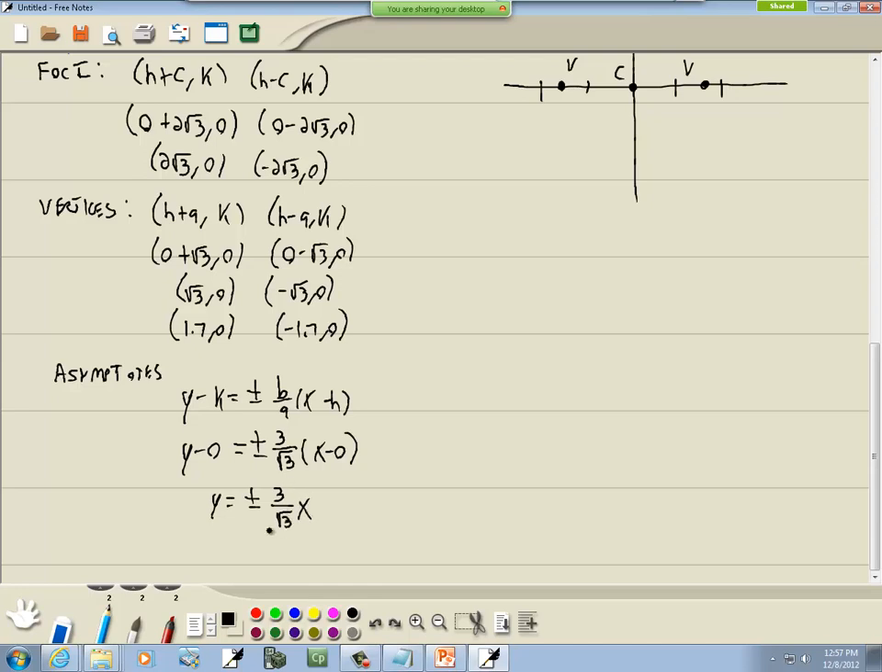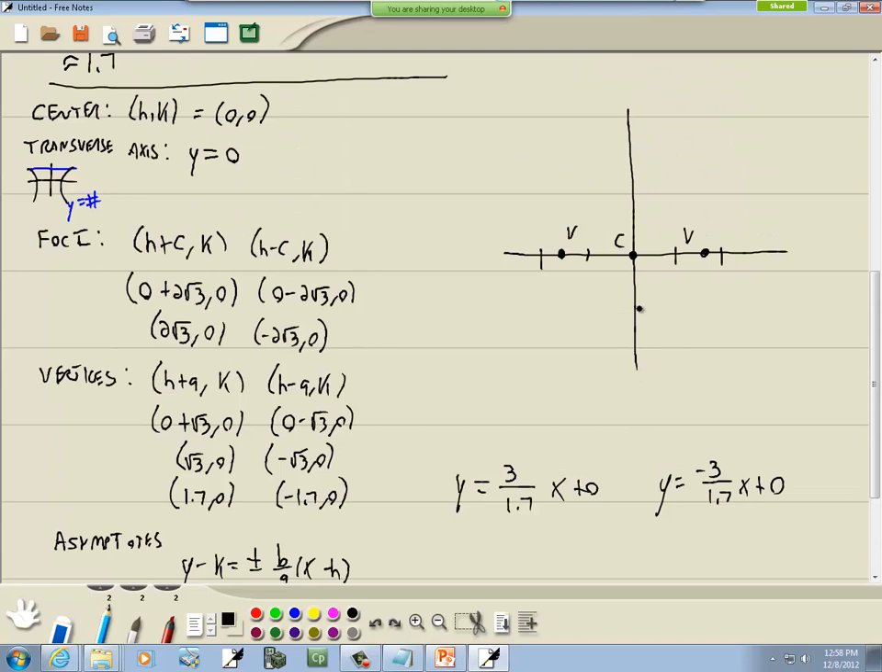Well, that's really nice for precise purposes. It does nothing for us in terms of graphing, though. Let's put the decimal in there. So that means we're going to have y is equal to 3 over 1.7 x plus 0, and y is equal to negative 3 over 1.7 x plus 0. Putting them in slope-intercept form.